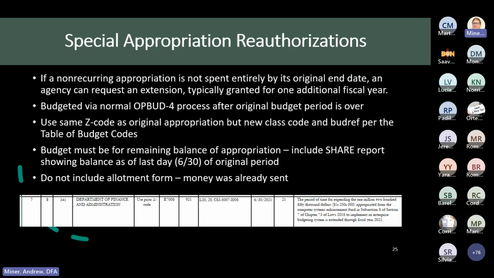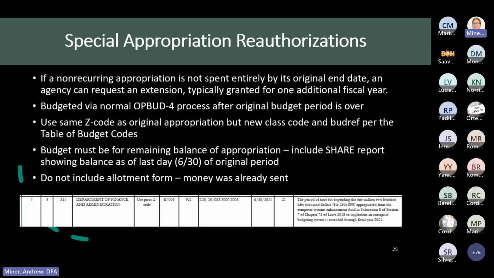So if you get that extension, down below at the bottom of this slide, you see an example of what that looks like in the budget code table. So you see it uses prior Z code, so you use the same Z code as the original appropriation, but you use a new class code, new BUD ref. Okay, so the BUD ref is just going to be for that new fiscal year. So you see, for example, this one here, if you look over to the right to the language, it says it was extended through fiscal year 2021. And so it has a BUD ref of 9/21, saying this extension is valid through fiscal year 2021.